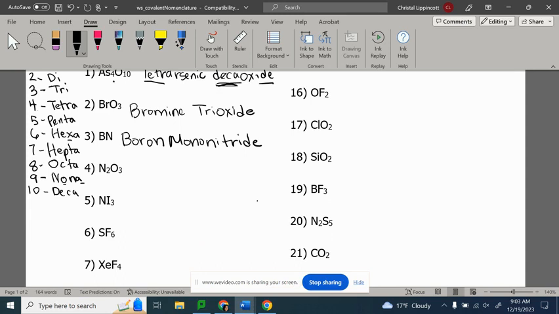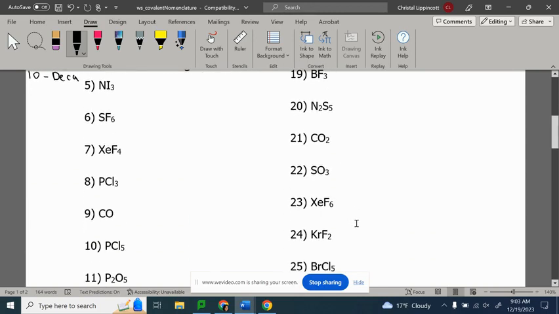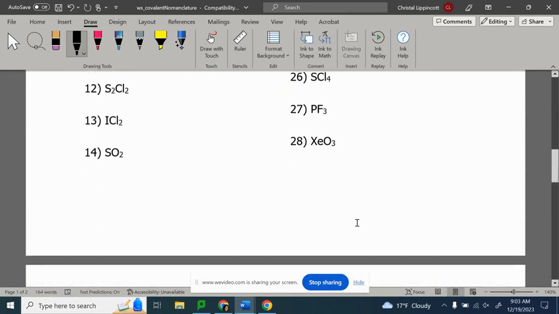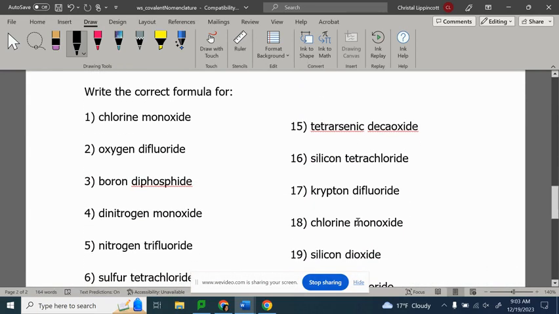This is going to be what? What are we going to call this guy? Dinitrogen. Okay, that's the first part. Trioxide. Good job. And then we continue like this for the rest of them. Do you get the idea though? All right, then let's skip down to the bottom here and go and write some formulas.